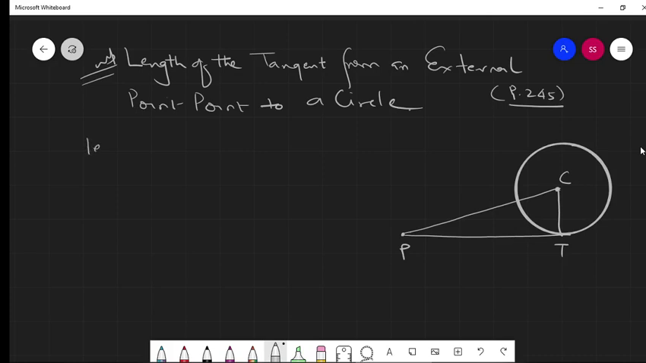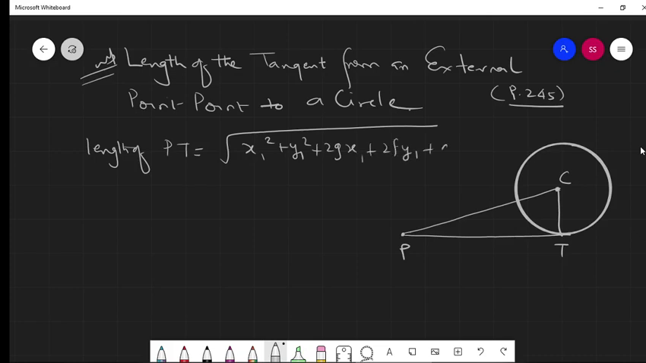Tangent PT, what is the length of PT? That is, the length of PT in this case is root under x1 square plus y1 square plus 2gx1 plus 2fy1 plus c. This is the length of PT of the circle.